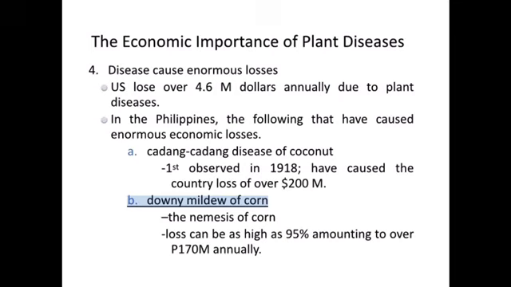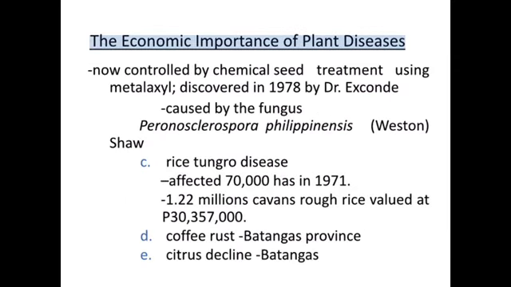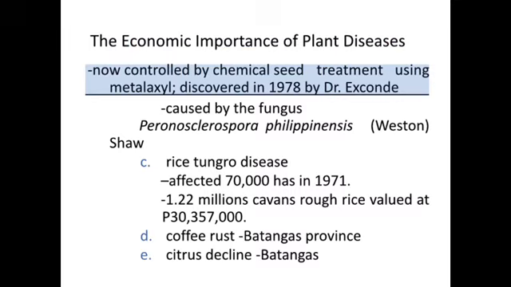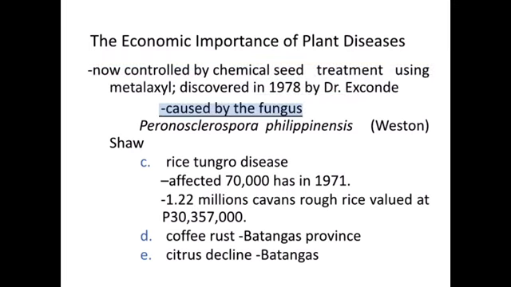B. Downy mildew of corn, the nemesis of corn, with losses as high as 95%, amounting to over P170 million annually. It is now controlled by chemical seed treatment using metalaxyl, discovered in 1978, and is caused by the fungus Peronosclerospora philippinensis Weston, Shaw. C. Rice tungro disease affected 70,000 hectares in 1971, with a loss of 1.22 million cavans of rough rice valued at P30,357,000. D.